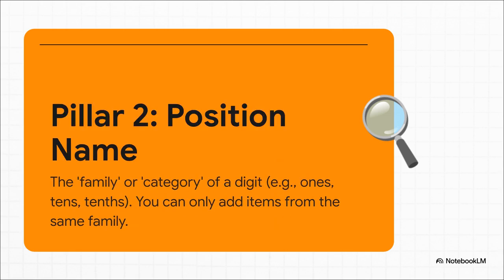Now, pillar 2, this is where things get really interesting. It's the position name. And it's not just a location. Think of it like a family name or a category. So 3/10 is just like saying 3 apples. It tells you what kind of thing you're dealing with. And we all know you can't add apples and oranges, right? You can only add things from the same family. This idea is an absolute game changer.